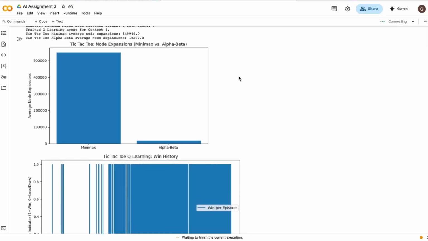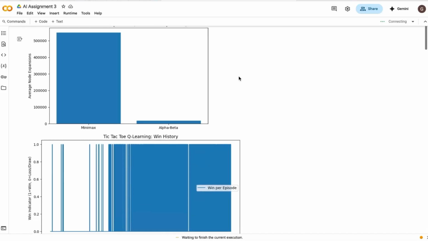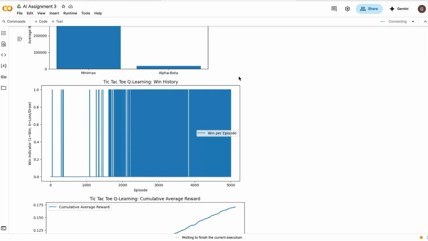So for graph 1, there's a bar chart of the average node expansions in tic-tac-toe when using Minimax versus alpha-beta pruning. On the x-axis, you see Minimax and alpha-beta, and on the y-axis, the average number of nodes evaluated. Notice that the alpha-beta bar is much lower, and this illustrates how pruning effectively cuts off the unnecessary branches and reduces computational effort.